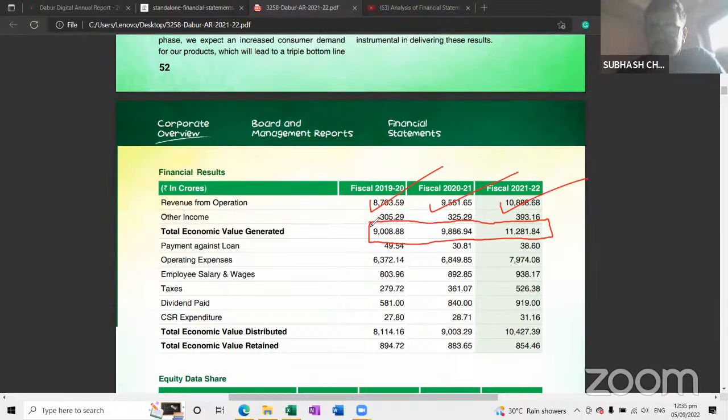9,008 crore, 9,886 crore, 11,281. Now payments, finance charges and all, operating expenses. Just try to correlate. We are trying here to understand the analysis. So 9,008 and this is 6,372. Sorry, 10,000 and this is 6,849. Can anyone tell me how your operating expenses are related to the total revenue?